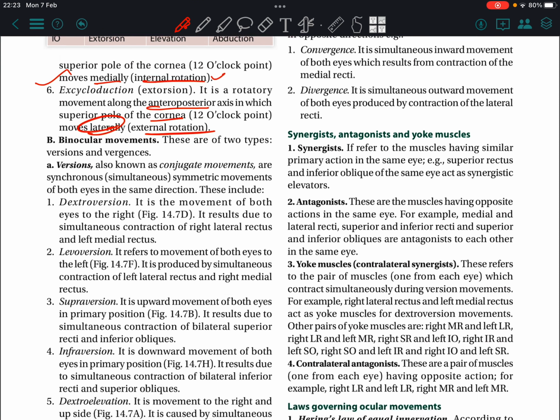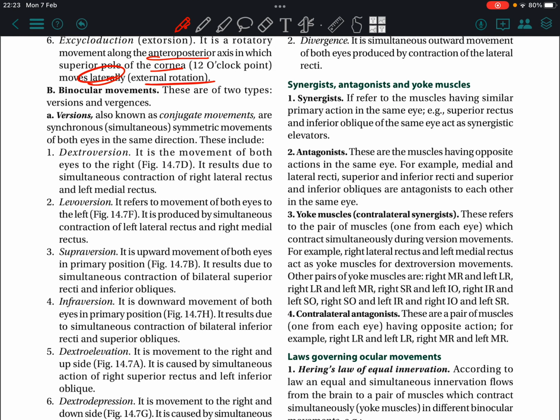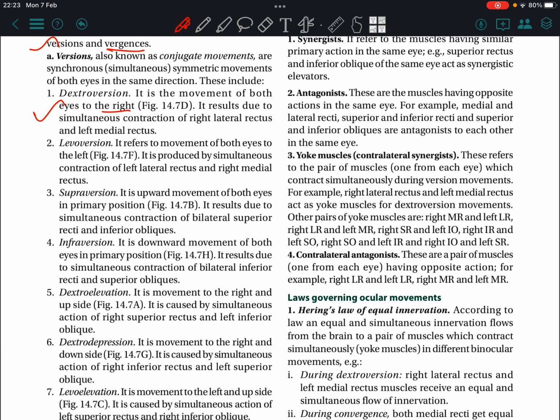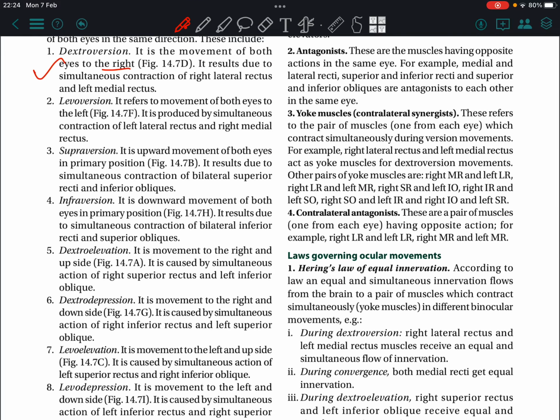Binocular movements are of two types: versions and vergences. Versions are known as conjugate movements, or synchronous symmetric movements of both eyes in the same direction. These include dextroversion, the movement of both eyes to the right side. It results from simultaneous contraction of the right lateral rectus and left medial rectus.